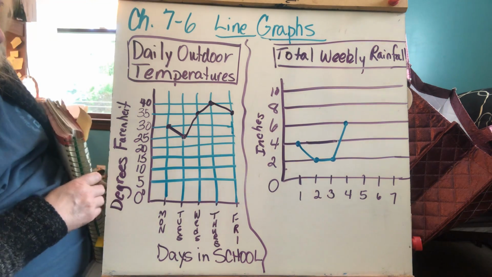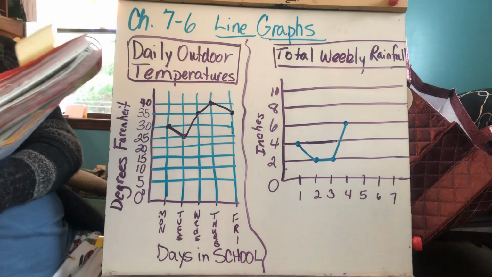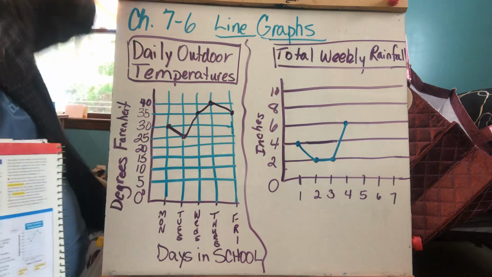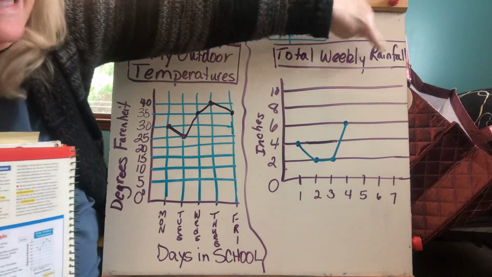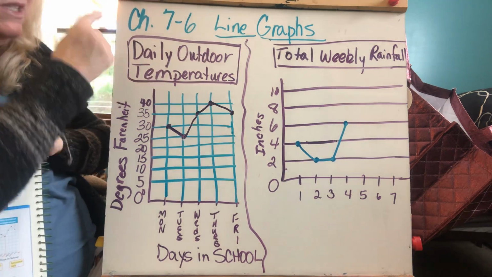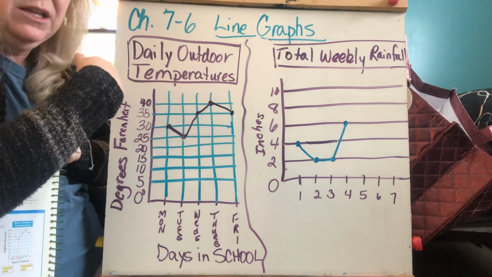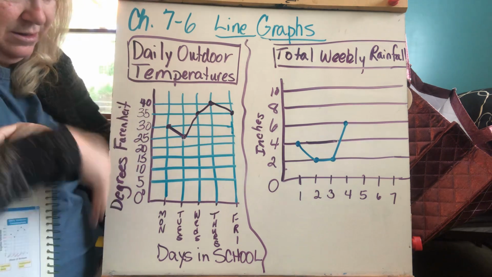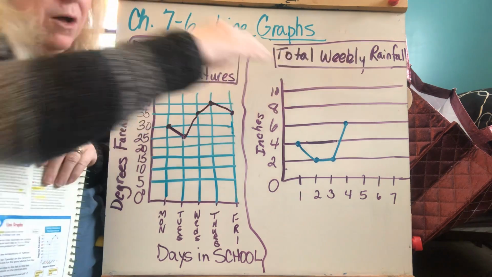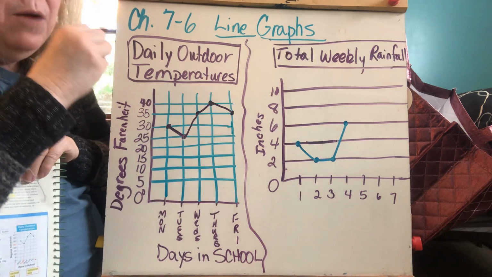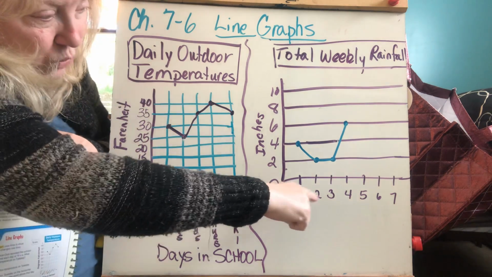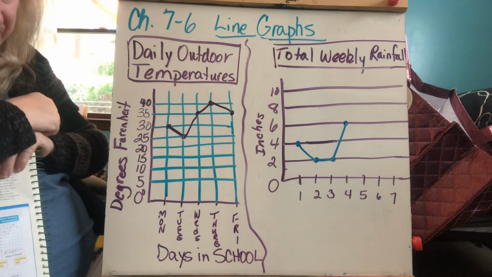Okay, good. All righty, let's look at this second graph. We have our title, total weekly rainfall. That's what we're going to be measuring on this second graph. This first one was the daily outdoor temperatures at 10 o'clock in the morning in degrees Fahrenheit. Now we're going to do the total weekly rainfall. That means how much rain we got in a week. And we're going to record it over 4 or 5 weeks, something like that.